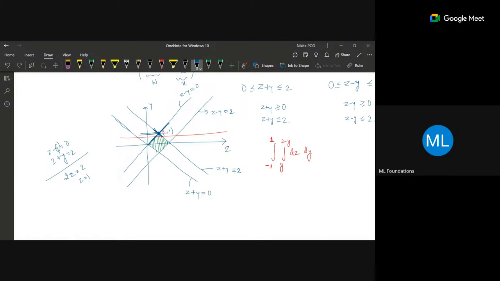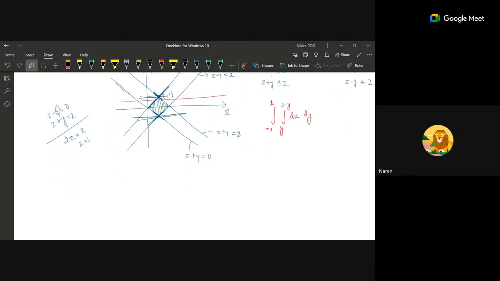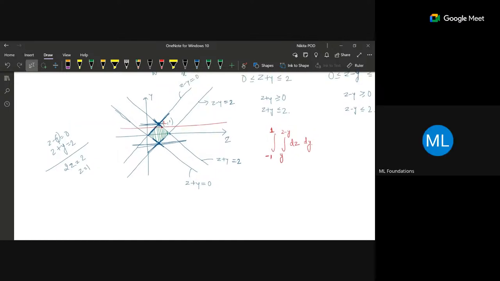Yes, and similarly, you can find this lower limit. You need to find the intersection of this line and this line. For the sake of completion, can we do this integration also, because the limits are varying?